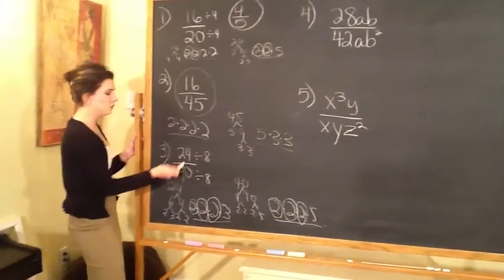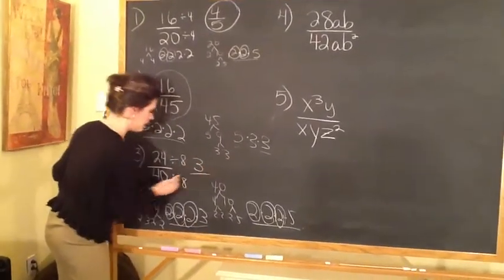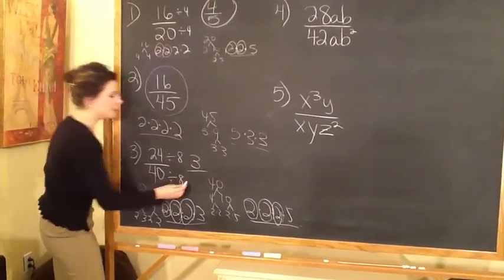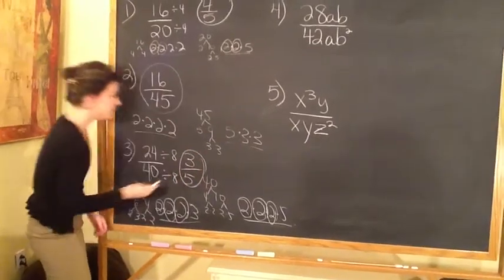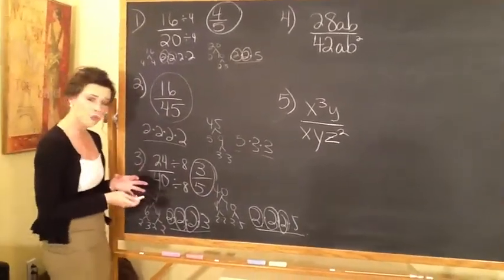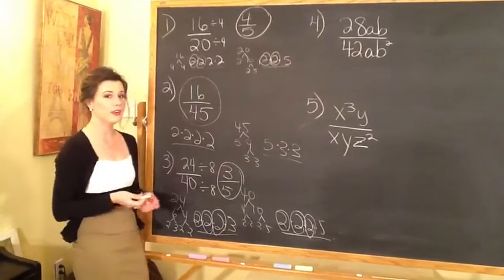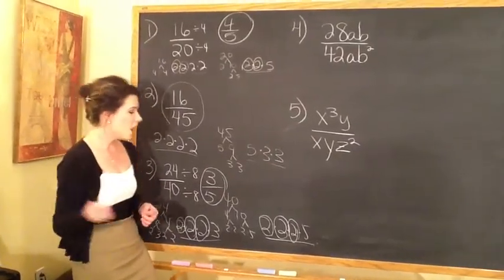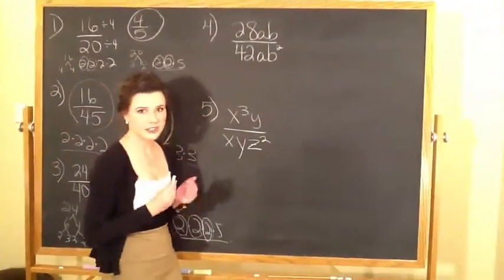So if you divide 24 by 8, you're left with 3. And when you divide 40 by 8, you're left with 5. So 3/5 is actually the simplified form of 24 over 40, which is kind of interesting. Alright, we're going to switch gears a tad.